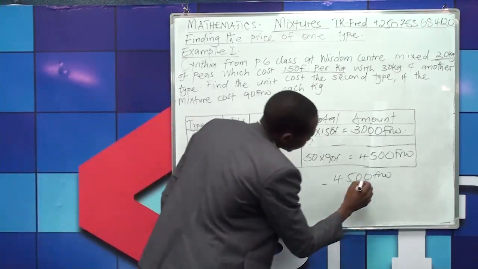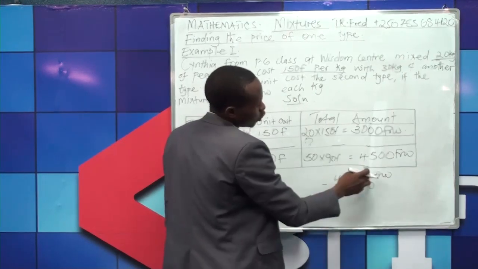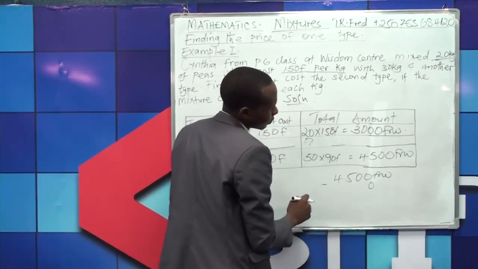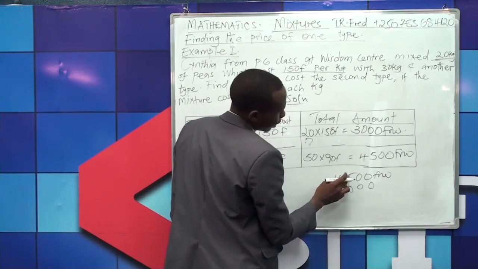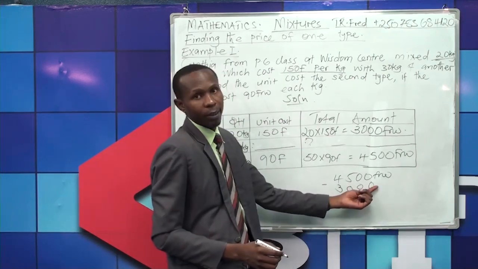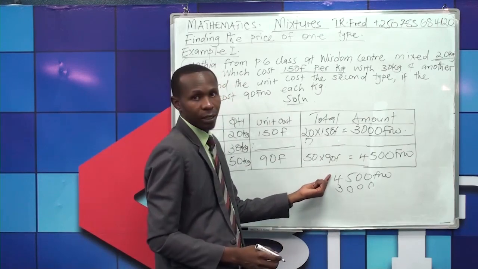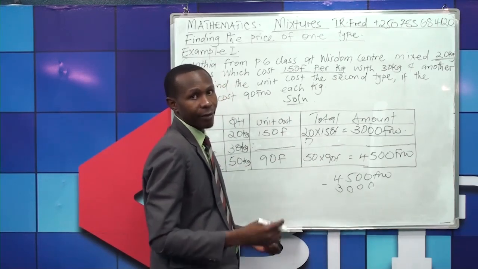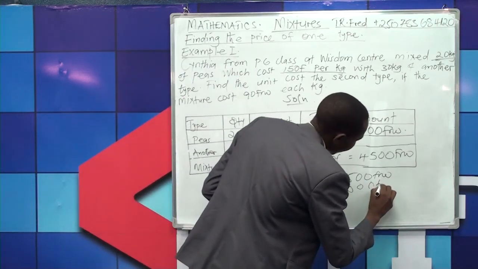So I'll subtract 3,000 here. I'll follow the place values. This 0 should be written under this 0, this 0 under this 0, this 0 under 5, and the 3 under 4. Always begin from the side of the 1s. Don't begin from the 1,000s. When you begin from the 1,000s, the arrangement may not be clear, and you will end up with a wrong answer.